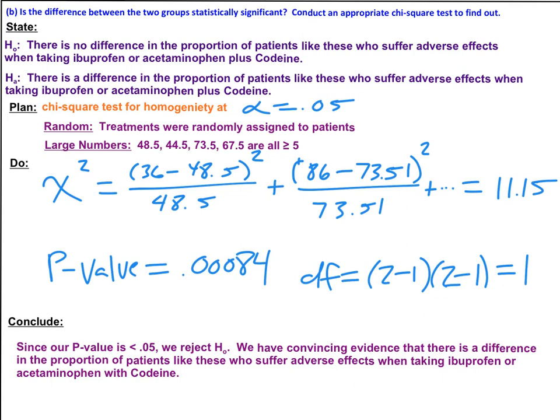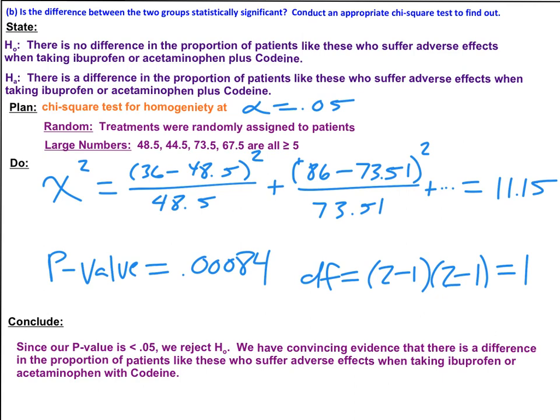Here the p-value is below 0.05, so we'd reject H0, and we're convinced that there is a difference in the proportion of patients like these suffering adverse effects when taking ibuprofen versus the acetaminophen plus codeine.